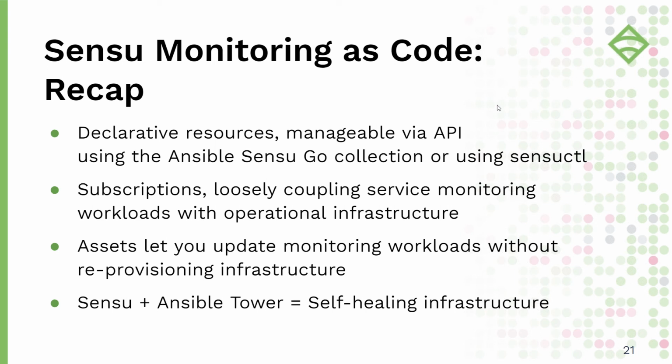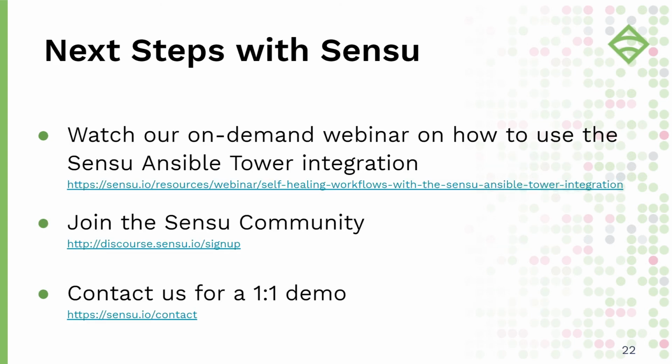Here's just a recap of what we talked about today. Sensu provides some declarative resources managed by an API that you can interact with, either with the sensuctl CLI or with the Ansible Sensu Go collection to manage these resources, depending on what workflow works best for you. The subscriptions are pretty important for how this works, because it allows you to loosely couple service monitoring, the collection of monitoring that you need to do to think that you've covered the service or the infrastructure, separate from where that workload runs, so that in the case of services, right, you have an agent sitting inside the network and this agent sitting outside the network to make sure that both inbound and outbound are working correctly.